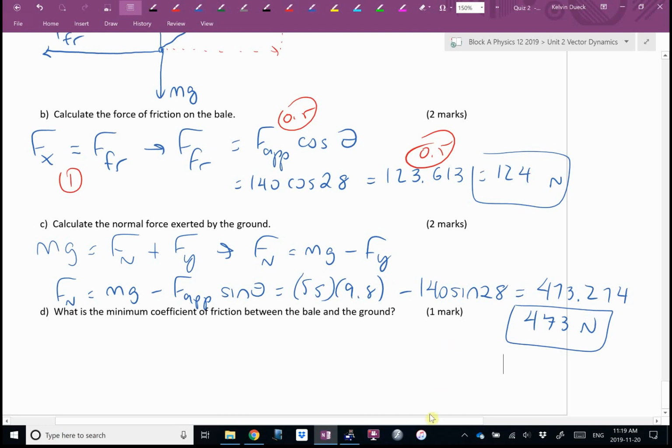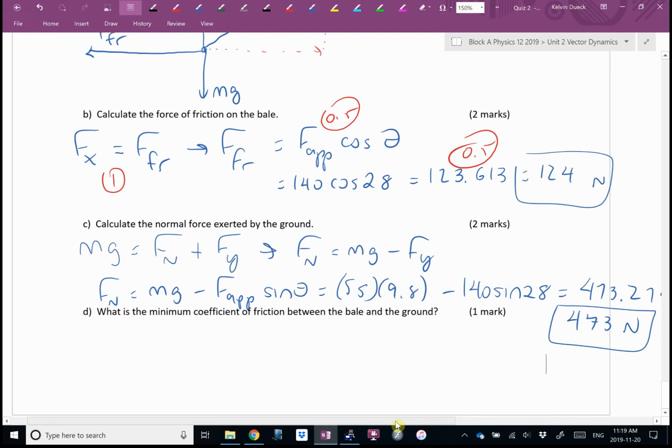Then D says, find the minimum coefficient of friction. Well, friction is mu times the normal force. Kira, how would I get the mu by itself? What did I find in part B? Friction. What did I find in part C? Normal force. And that's why part D was only 1 mark, because you already have found everything. It's going to be fairly plug and chuggish.